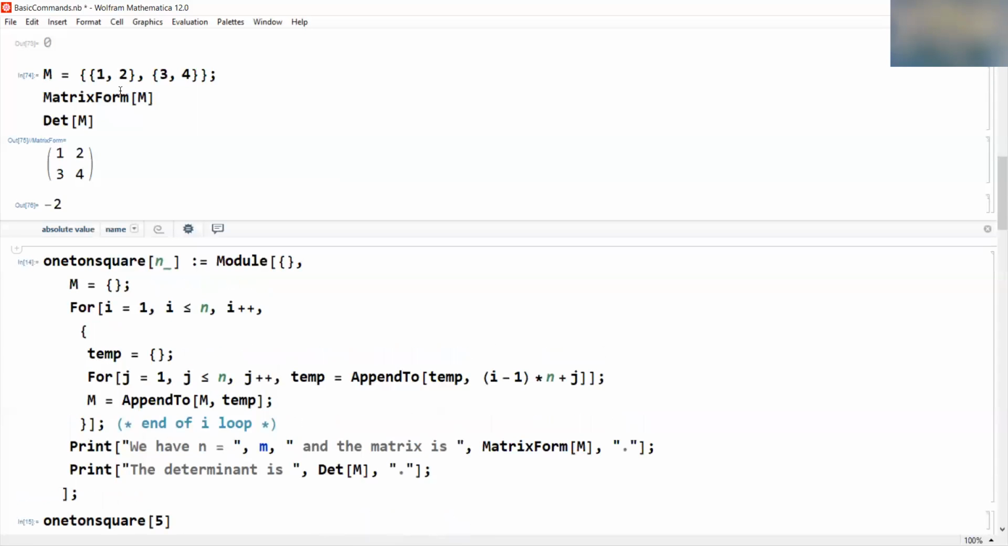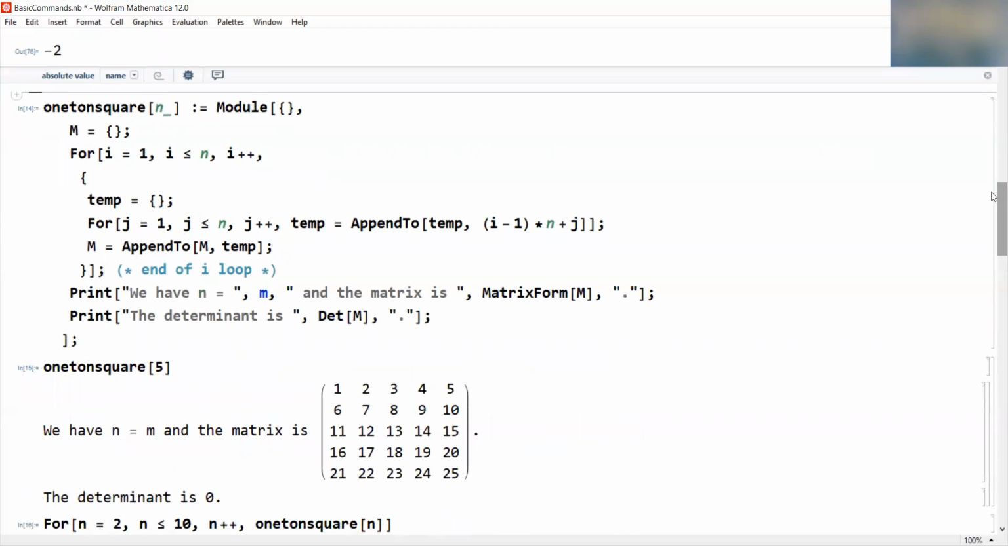So I just calculate this. And now I made a little dinky function. I called it 1 to n square, and it has input n. So this is going to be a chance to show you a little bit of basic programming. This is one of the skills you really want to master.